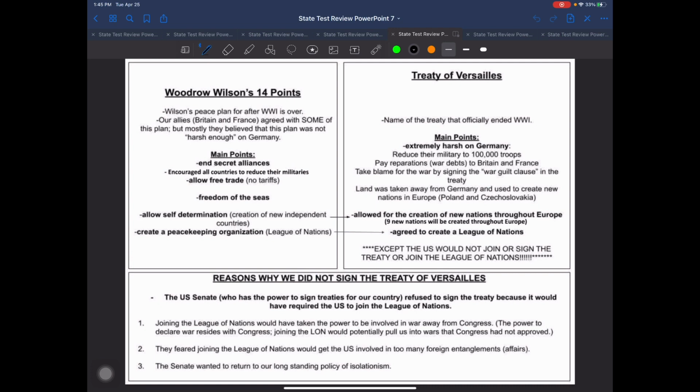We don't even join something called the League of Nations. And it was a whole bunch of effort and a whole bunch of thought put into something that we actually step away from. So, to start with Woodrow Wilson's 14 points, okay, this is his peace plan.